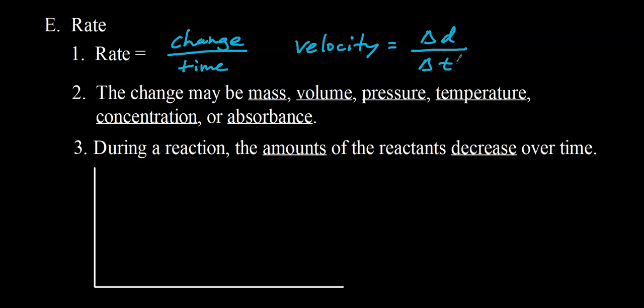All right, something very, very important to understand, not just now, but later on as well, is that during a chemical reaction, the amounts, and again, that could be the masses, it could be moles, it could be concentrations, the amounts of the reactants decrease over time. So the reactants are being consumed during a chemical reaction, thus their amounts are going to decrease. So let's make a graph of amounts versus time, and this could be concentration, it could be absorbance, it could be all kinds of things. Let's go with concentration.